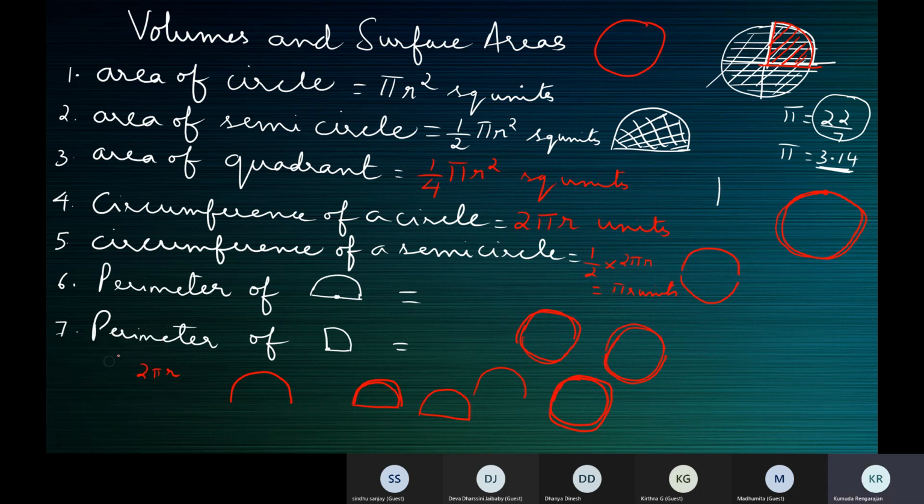I think I can't erase it like that. I don't know if you watched it clearly. This is a circle, and the length of the circle, excuse me, children.